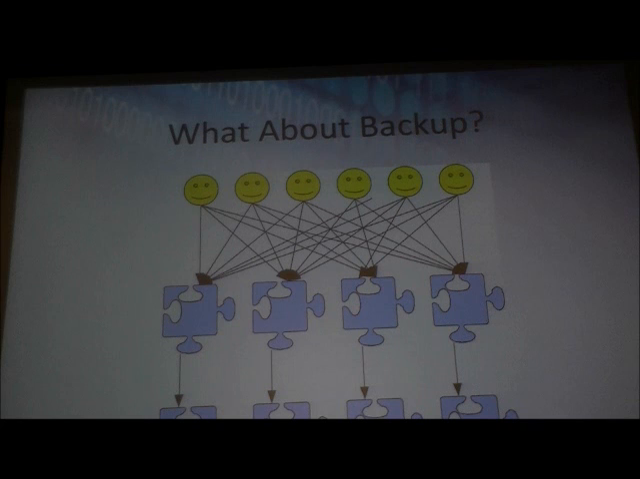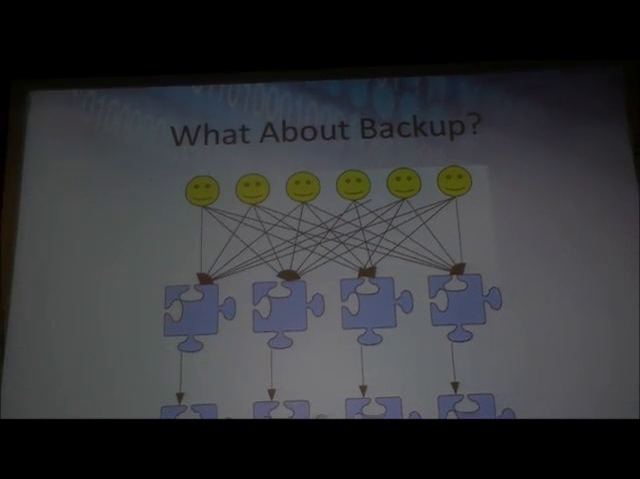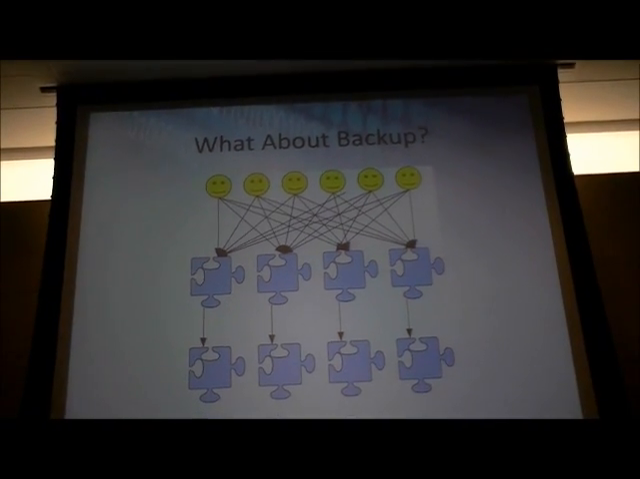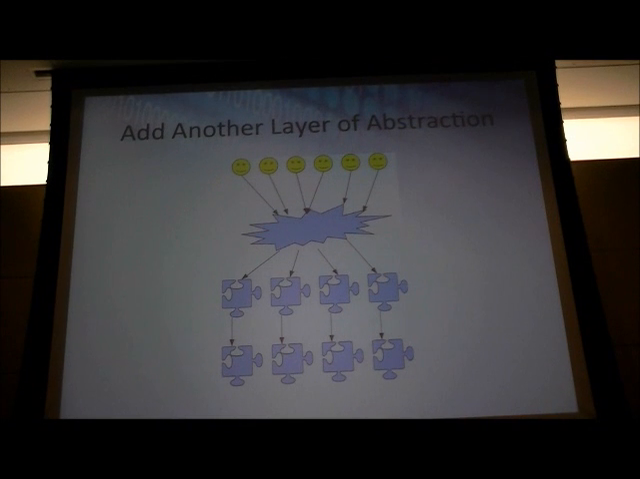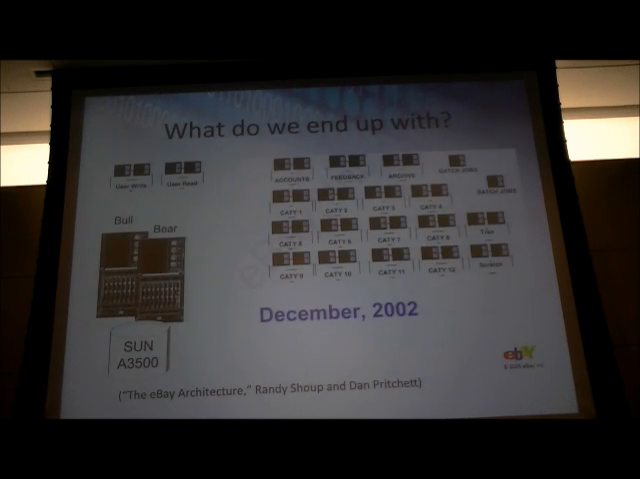Then somebody comes to us, an auditor or whoever, and says, what are you doing to back up your data? So you start adding more machines even there. And then you decide it's too slow again, so you add another layer of abstraction in front of that. So you end up with multiple layers of caching in all of these databases and their associated backups. So what do we end up with?